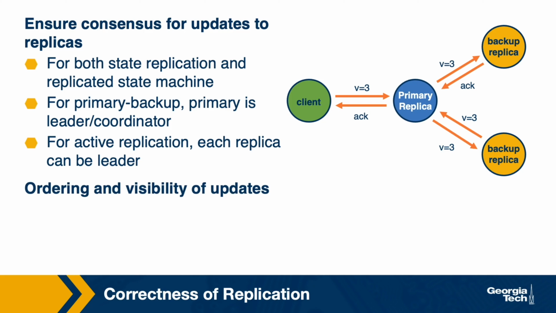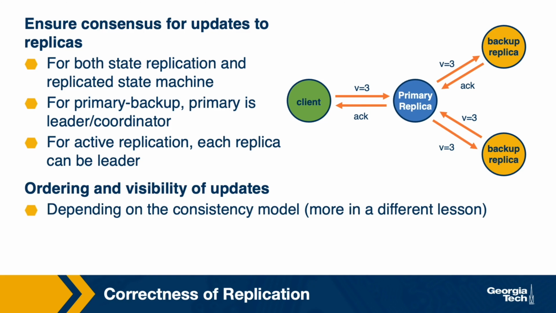In that sense, the ordering and the visibility of the updates, meaning when an update will be propagated to all replicas and how the visibility of different updates is reflected across each node in the system, depends on the consistency model. We'll talk more about some of the relevant consistency models in some of the later lessons.